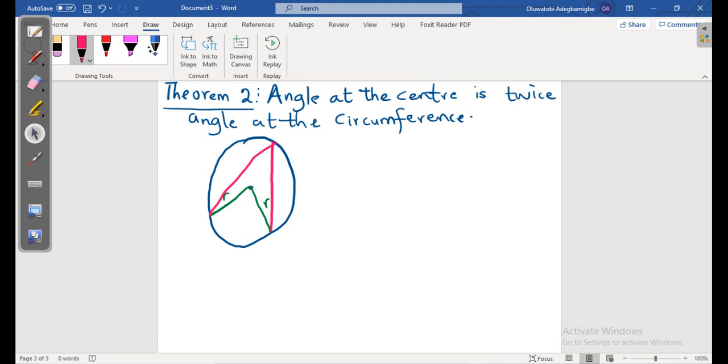So to me, these two lines are known to be chords of a circle. Good. Now, where the two chords meet is what we refer to as the angle at the circumference. Where the two chords meet is known as the angle at the circumference.